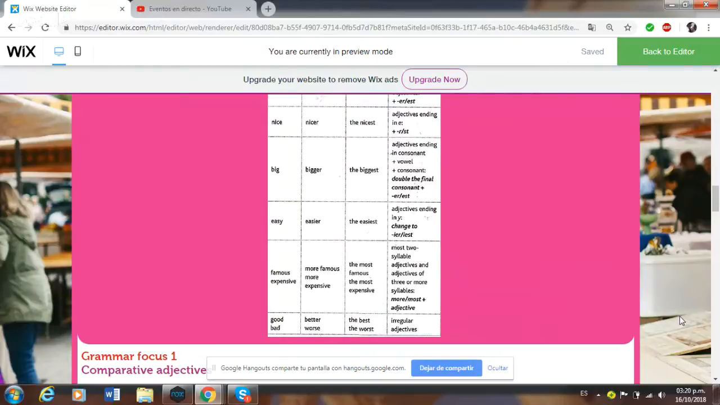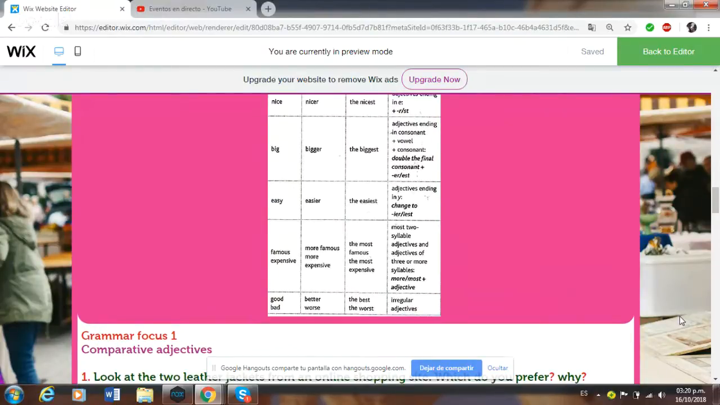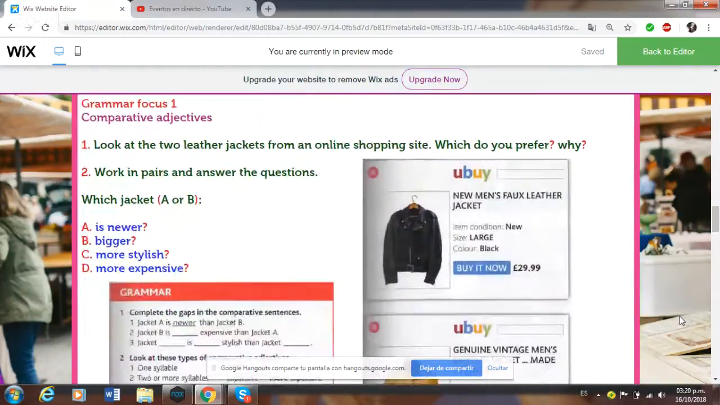Okay, then let's continue with some grammar. In this case, I'm going to present you an exercise taking into account the grammar studied previously. And here, the grammar's focus one, comparative adjectives. Here, there is an exercise about comparative adjectives, okay? Only comparative adjectives. Here, this exercise has 2 points. The first point is: look at the two leather jackets from an online shopping site. Which do you prefer? Why? This is the first point, no?